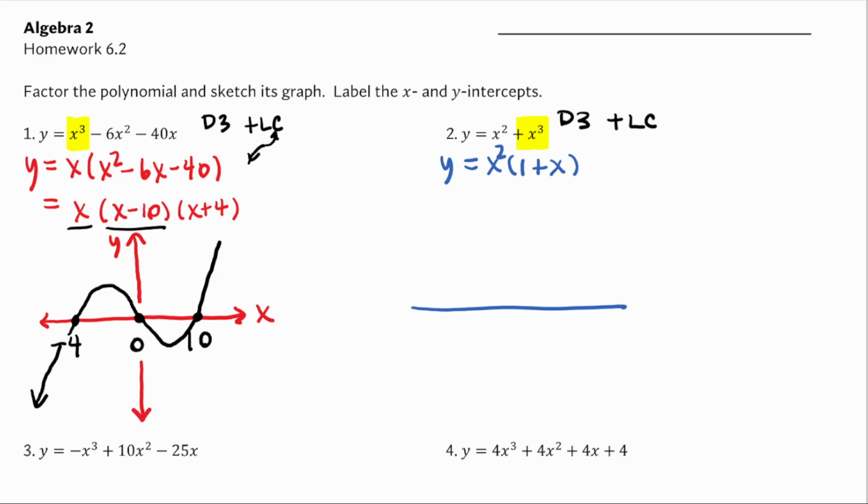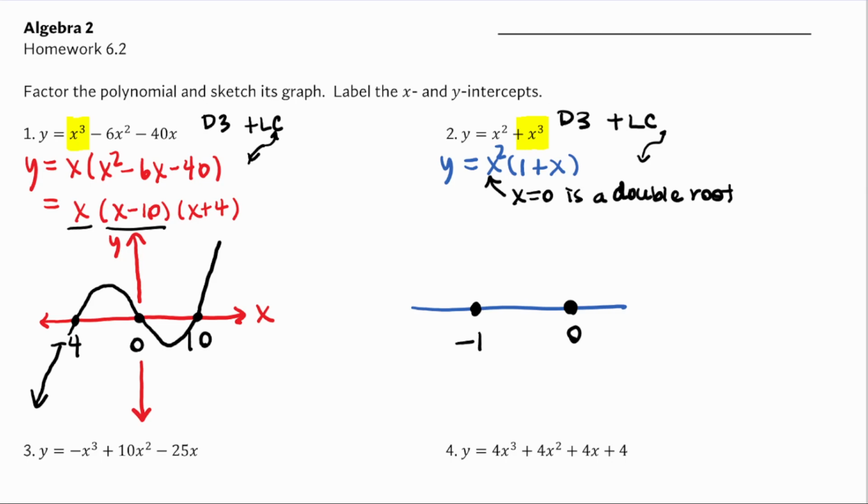I'm going to have zeros where x squared equals 0, that's x equals 0, and where 1 plus x is equal to 0. 1 plus x is going to be equal to 0 at x equals negative 1. Now, I need to remember that because of this x squared, x equals 0 is a double root, which means that when I get to that x-intercept, the graph is going to bounce and not pass through the x-axis.